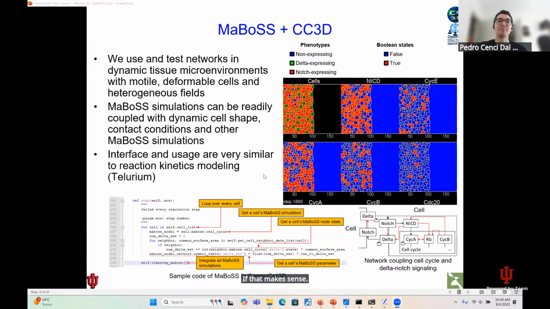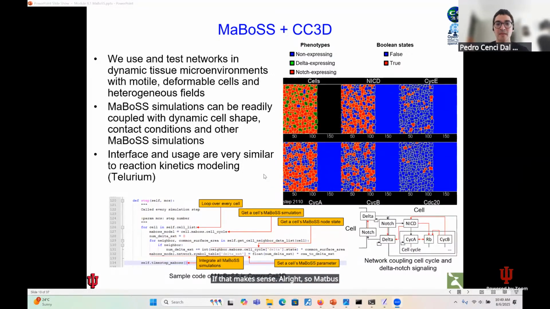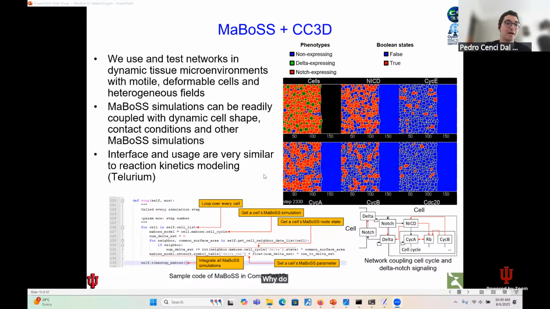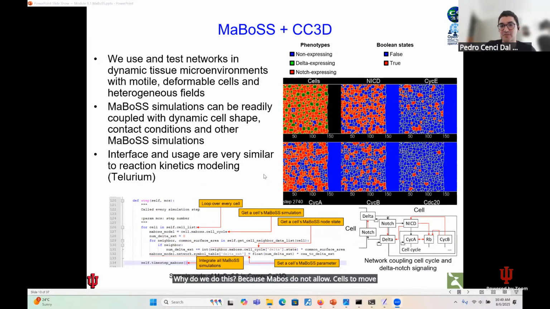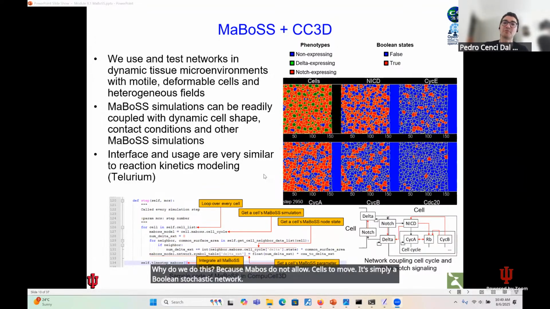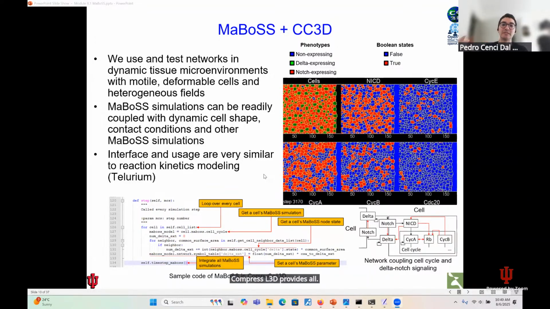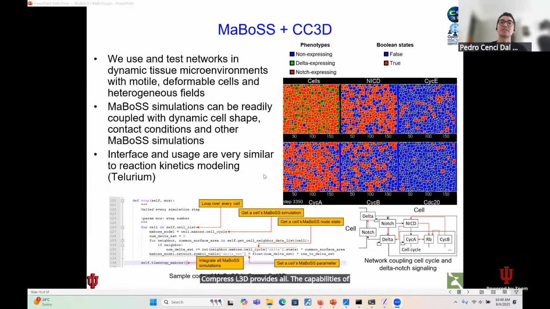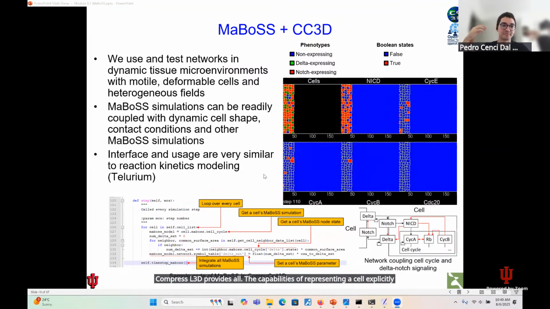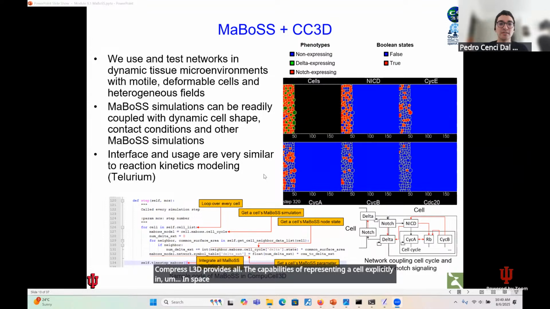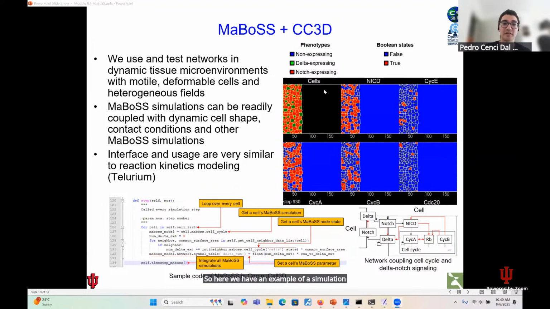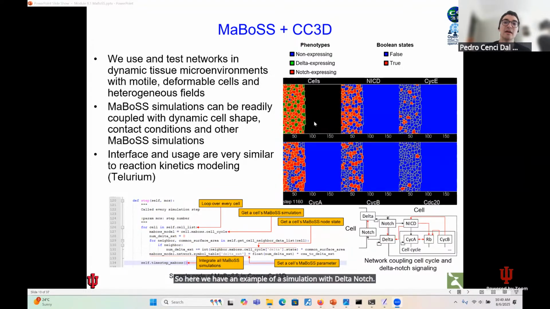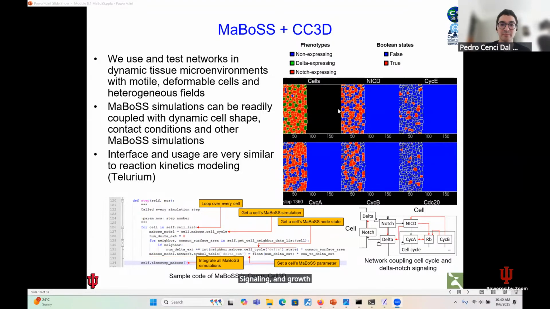All right, so MaBoSS and CC3D integration. Why do we do this? Because MaBoSS does not allow cells to move. It's simply a Boolean stochastic network. CompuCell3D provides all the capabilities of representing a cell explicitly in space, growing, dividing, and interacting with neighboring cells. So here we have an example of a simulation with delta notch signaling and growth and division taking place at the same time.